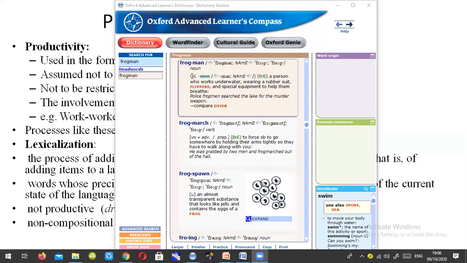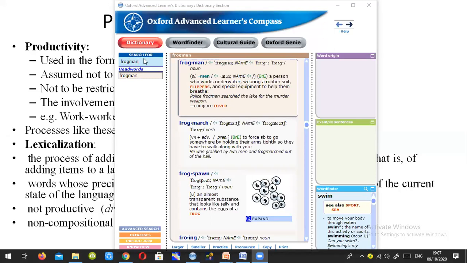So the word, for example, frogman. From this word, okay, let me share. Okay, look at here. Frogman. What is the meaning of this word? A person who walks underwater wearing a rubber suit, flippers, and special equipment to help them breathe. So, the totally new word, right?